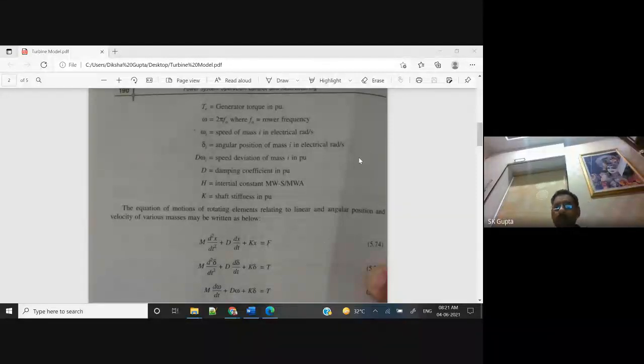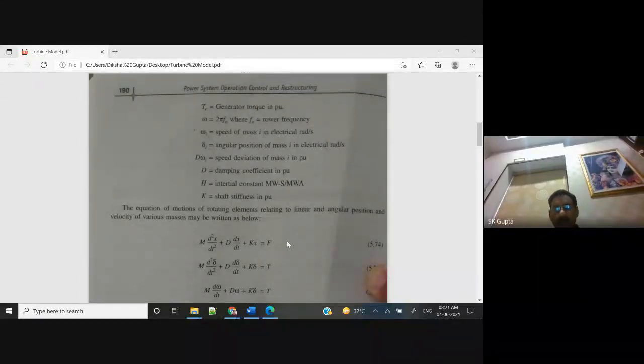Similarly, for the rotational case, if this is a spring and some weight is connected and a twist is given, here a linear motion is given. If you apply the torque to the spring, then it will oscillate around the shaft itself, around the spring itself. Then the equation will be represented by this: m d square delta by dt square, plus d delta by dt, plus k delta, equals T.